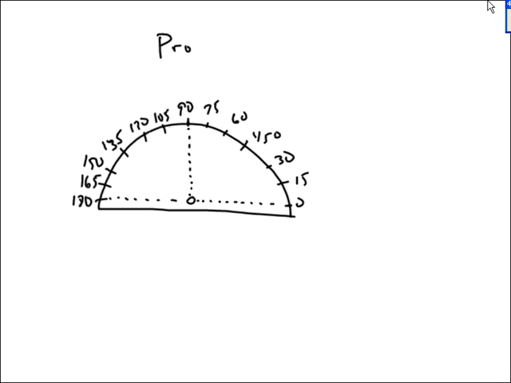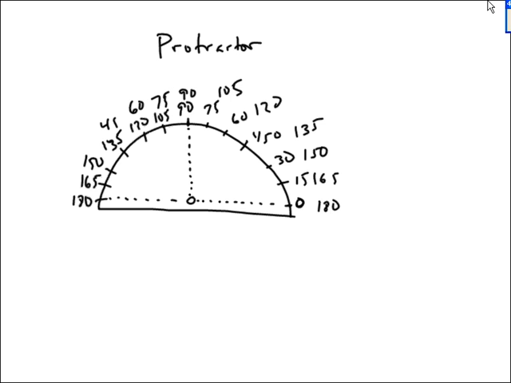You're going to have another set of numbers. And depending upon how your protractor is built, it might be in different colors, what have you. This will be 180, 165, or 150, 135, 120, 105, well, I don't know if I'll say 90 twice, but then 75 and 60 and 45 and 30 and 15 and 0. Okay.